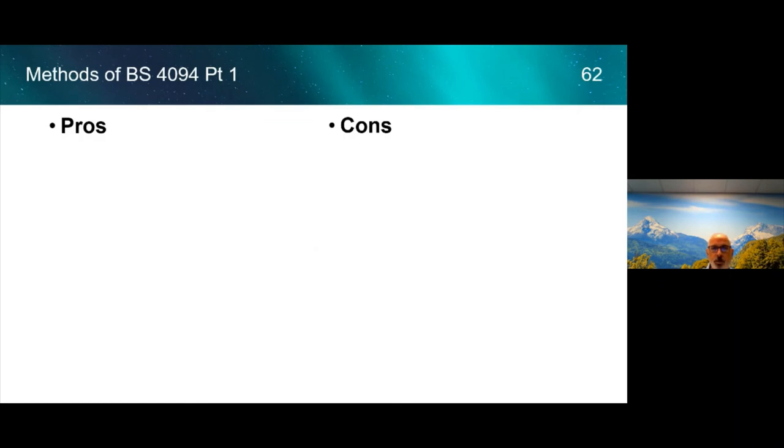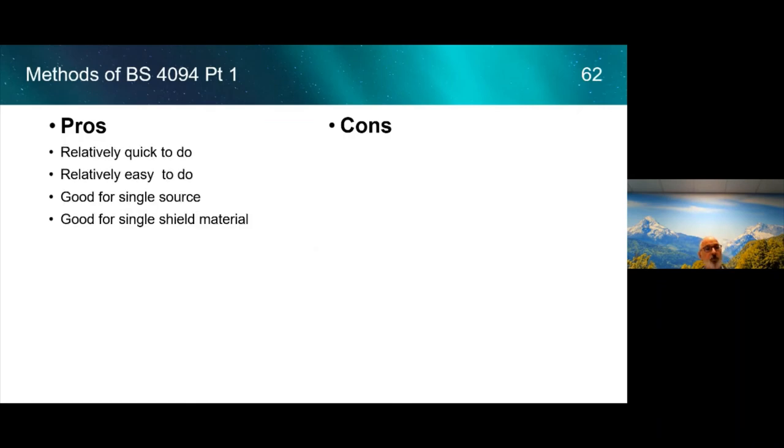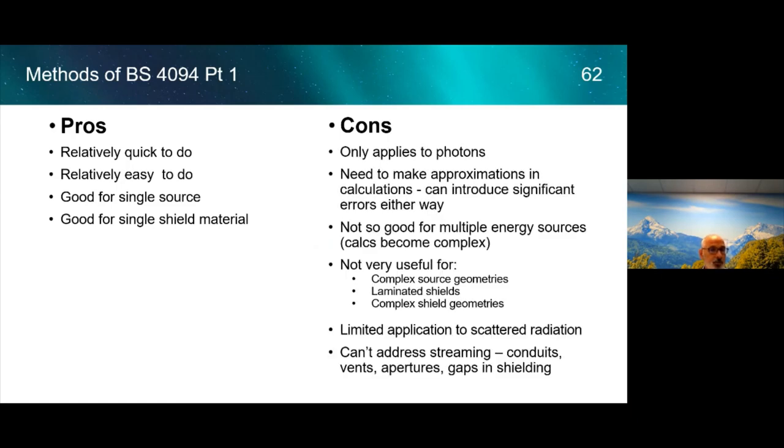So what are the pros and cons of the empirical approach? The pros are it's fairly quick and relatively easy to do. It's good for single sources and it's good for a single shield material. The downside is it only applies to photons, or the standard does. You need to make approximations in your calculations, as we've seen with me estimating values in graphs and reading off graphs or even making up graphs where there wasn't one. That can introduce significant errors either way.